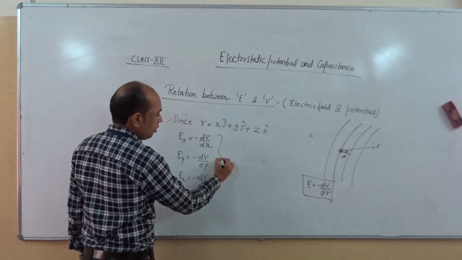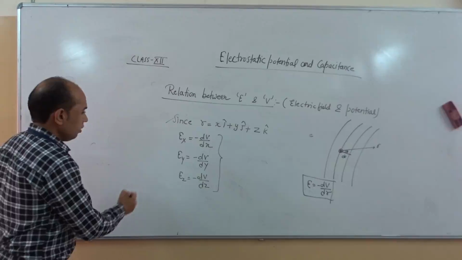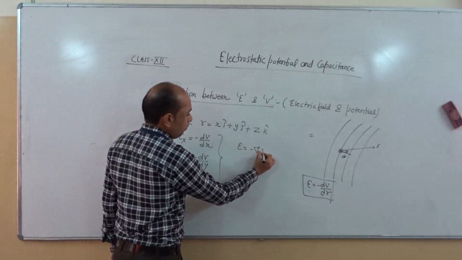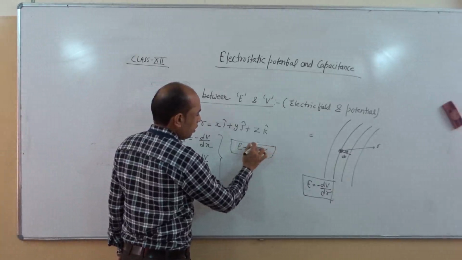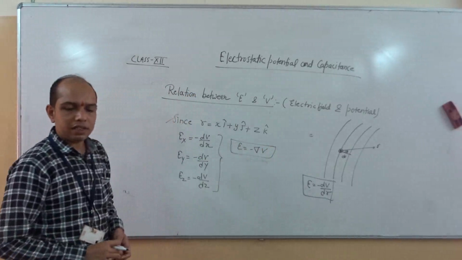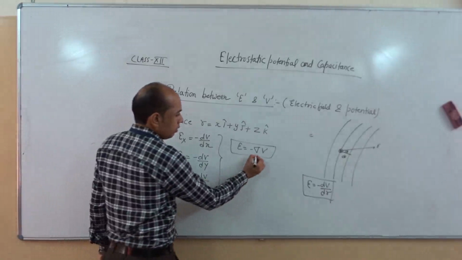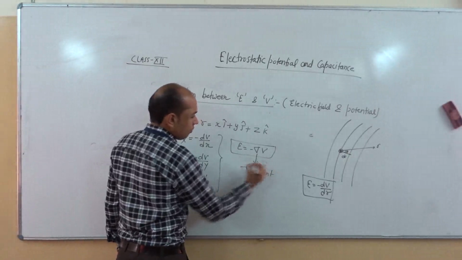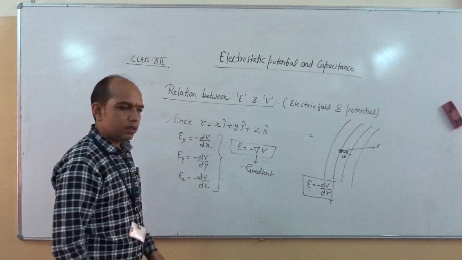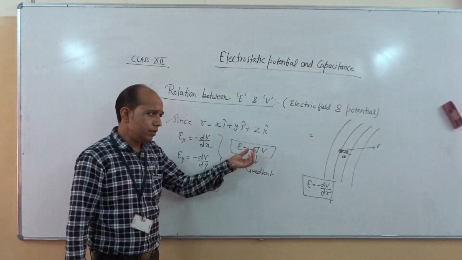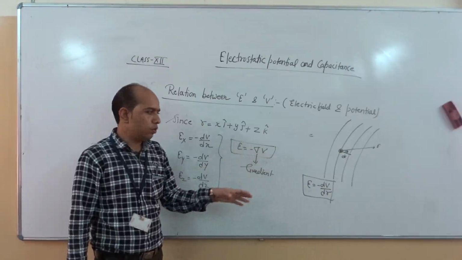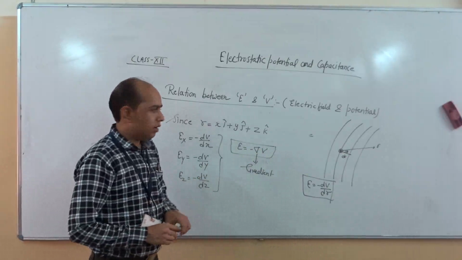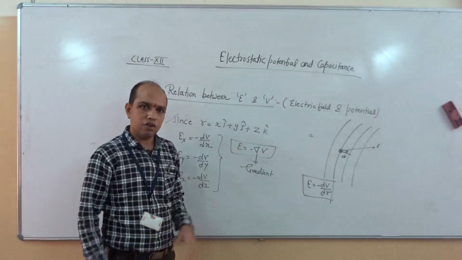And all the relations, in short, we can represent as E is equal to minus gradient of V. Here this inverted triangle indicates the gradient. Okay, that means gradient means variation of potential with respect to distance. Okay, so this is the relation between electric field and potential. Thank you.